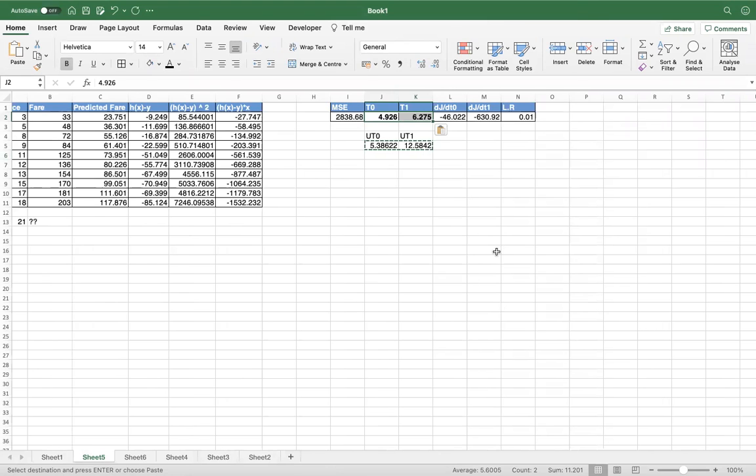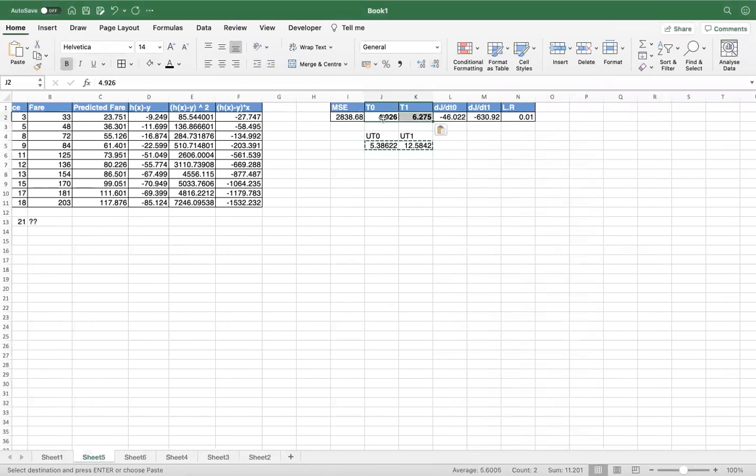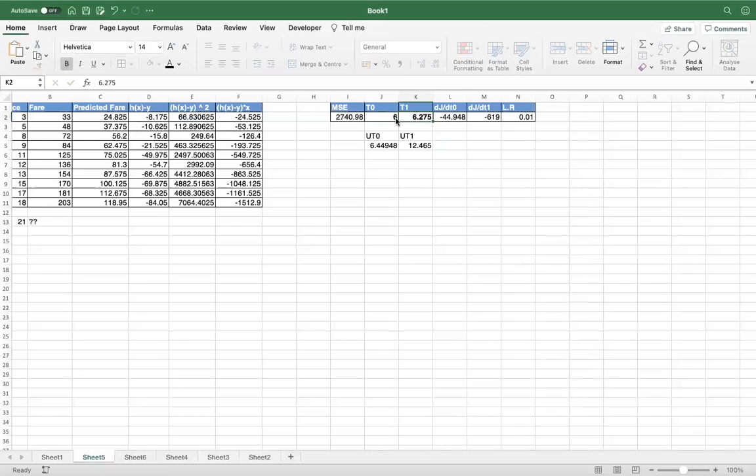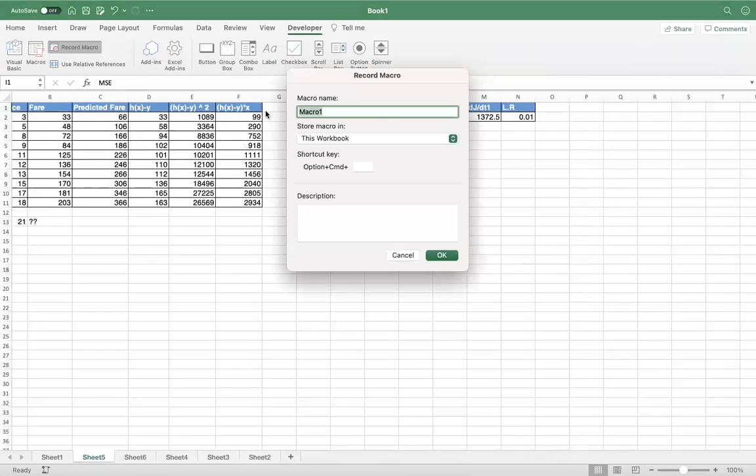But again, the formula says repeat this process again and again, not just only once. So what is the original value that we took? Is it 7 and 20? Is it 6 and 28? So these are our original values, right? Now we have to do this again and again. So for that, what I'm going to do is record a macro.